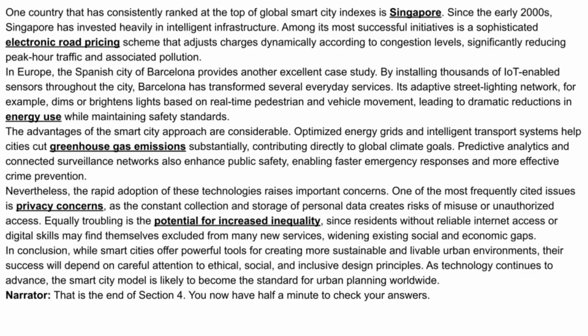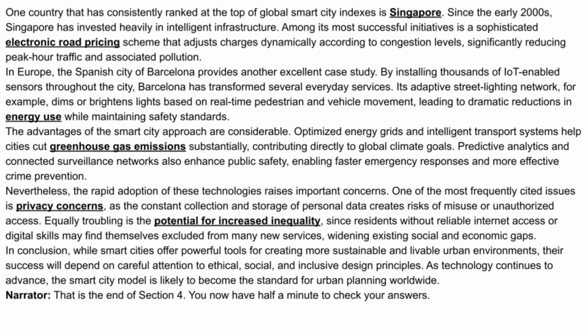In Europe, the Spanish city of Barcelona provides another excellent case study. By installing thousands of IoT-enabled sensors throughout the city, Barcelona has transformed several everyday services. Its adaptive street lighting network, for example, dims or brightens lights based on real-time pedestrian and vehicle movement, leading to dramatic reductions in energy use while maintaining safety standards.